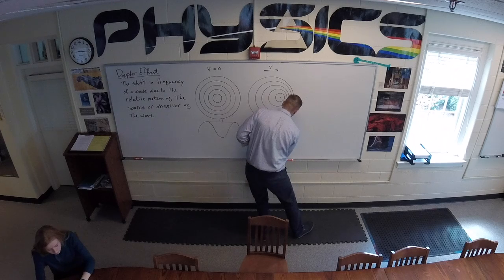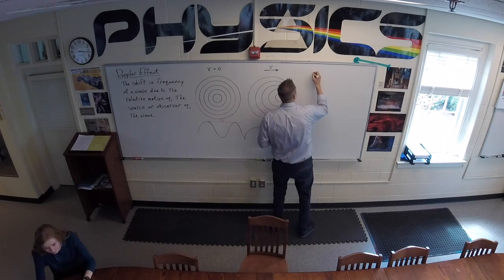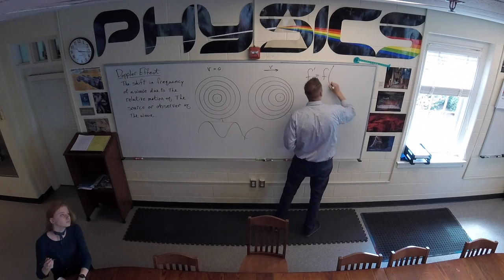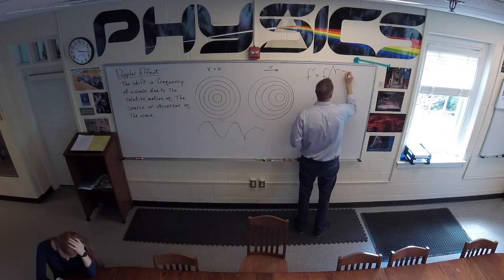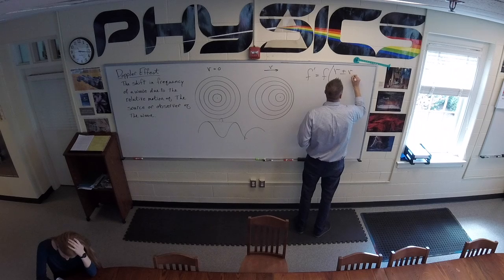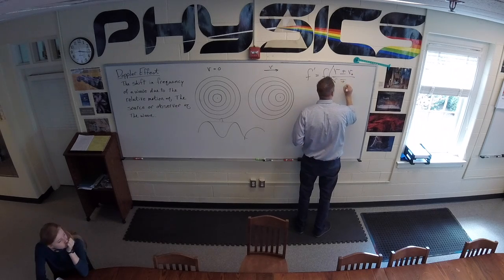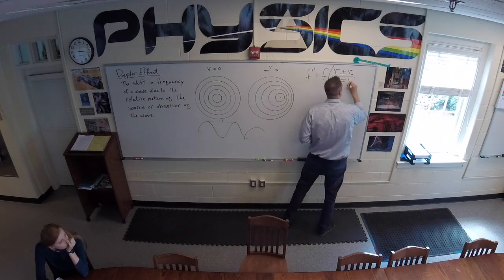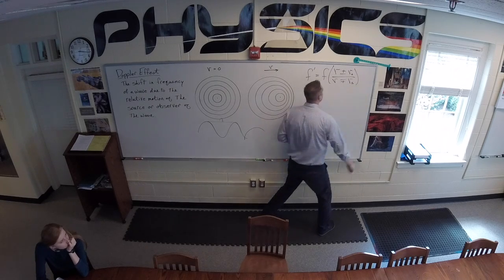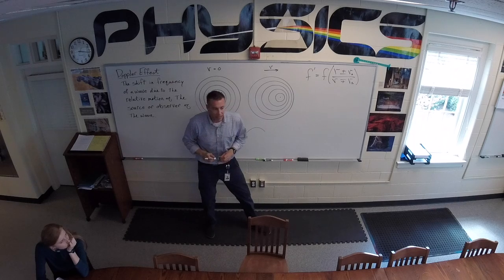Looks confusing at first, but I promise it's not so bad. F prime equals F times the quantity V plus or minus VO, divided by V minus or plus, and that's really important, VS. Why is that important? I'll explain in one second.